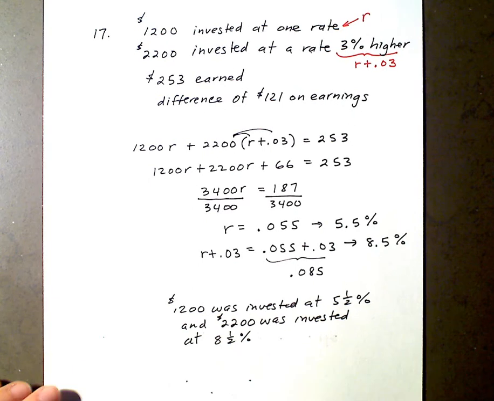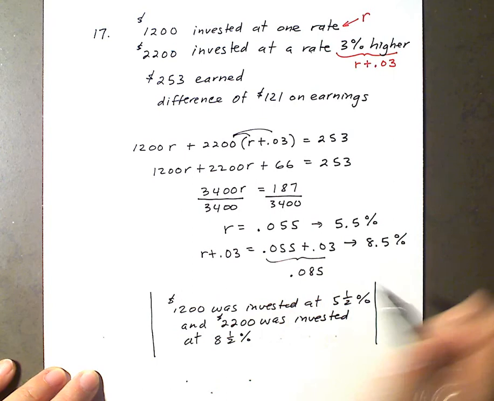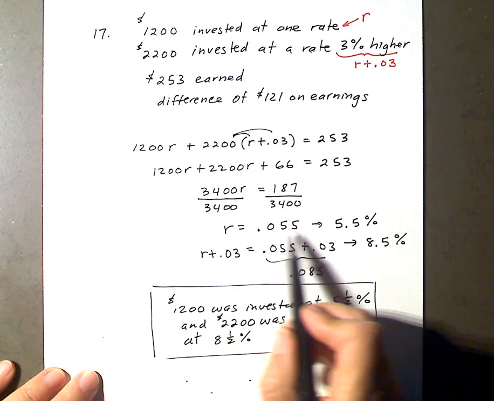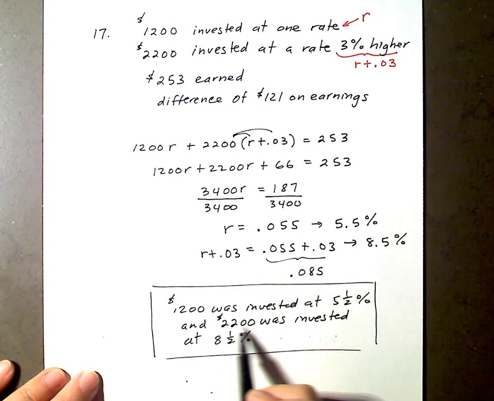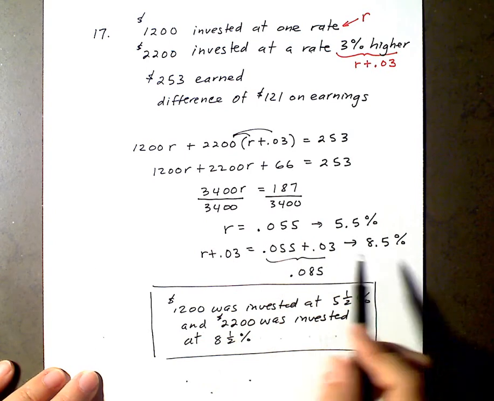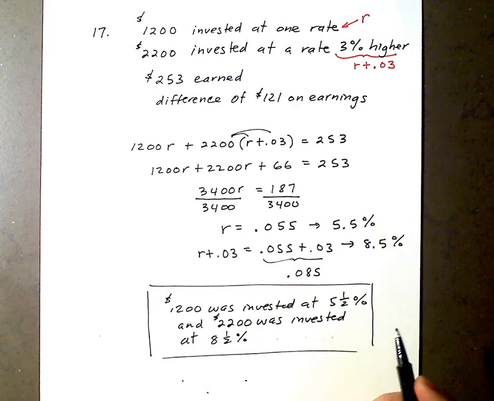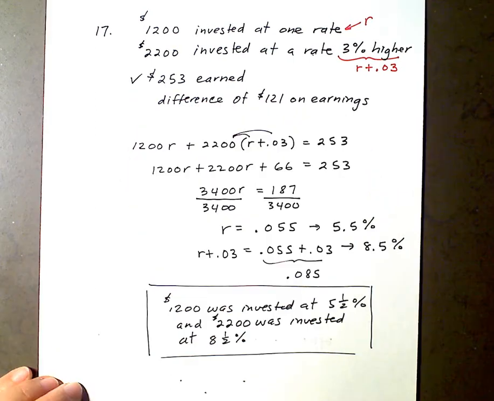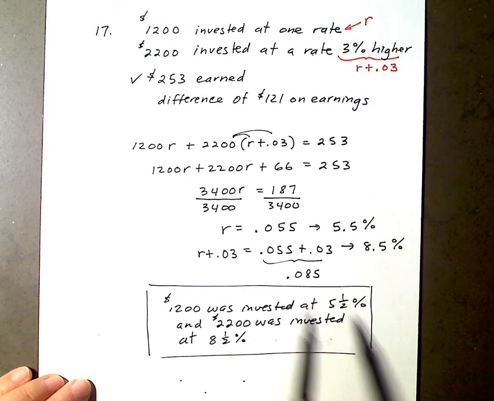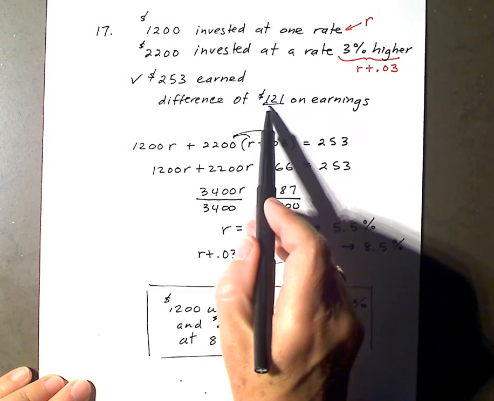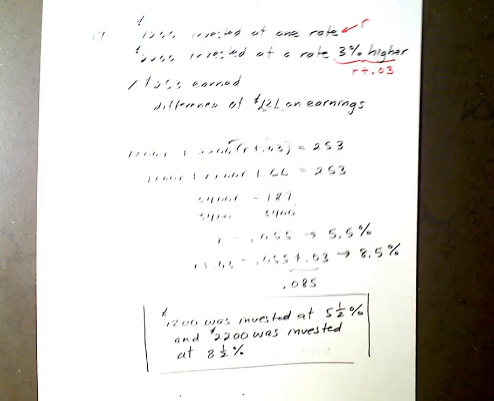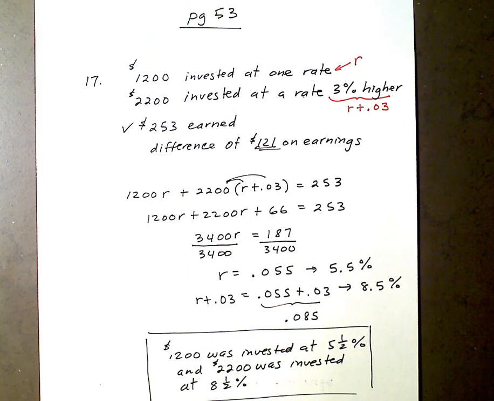And so you should be able to check this by taking 1,200 and multiplying it by 0.055 and adding that with the product of 2,200 and 0.085 and add those up to get the $253 of earnings. And then also 2,200 times 8.5% should be, as was given in the problem, $121 more than 1,200 at 5.5%. So that's it on number 17.